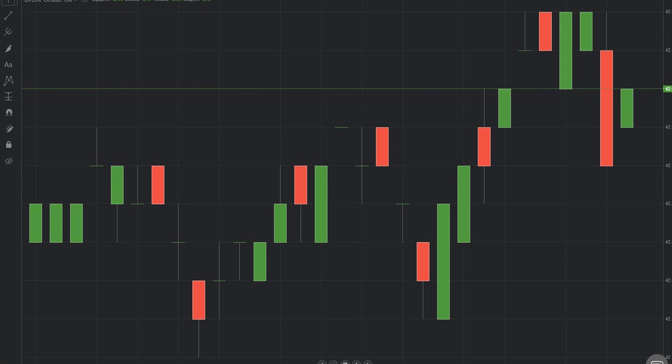Second component, risk reward. The risk reward is how much you make on the winning trades relative to how much you lose on the losing trades. If you are always risking 1% of your capital, then your risk to reward should at a minimum be 1 to 1.5. That means you are making 1.5% on your winning trades and losing 1% on your losing trades.